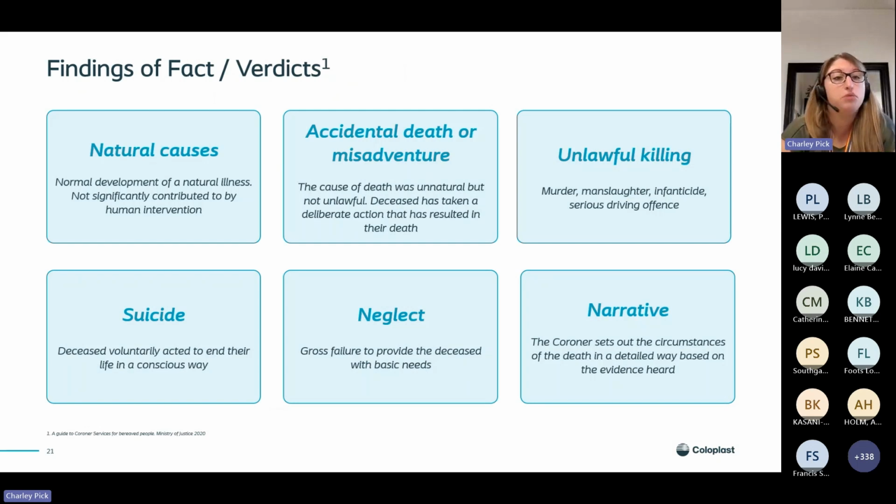So there are numerous findings of fact, or verdicts, or conclusions, as coroners like to call them. There is natural causes, so this is the normal development of a natural illness. It's not significantly contributed to by human intervention. You have accidental death or misadventure. So this is where the cause of death was unnatural, but it wasn't unlawful. So the deceased has taken a deliberate action that has resulted in their death.